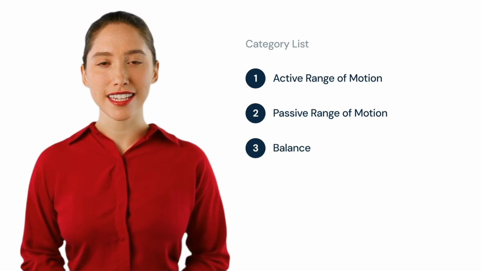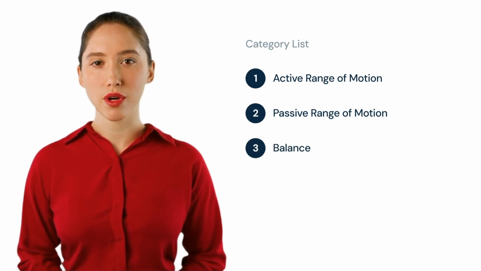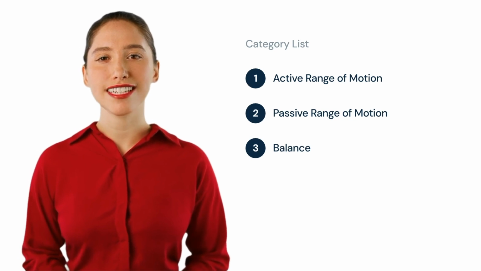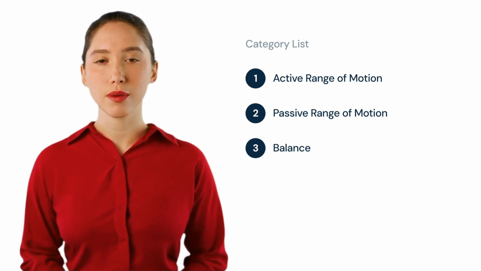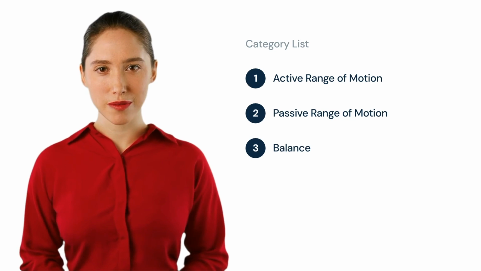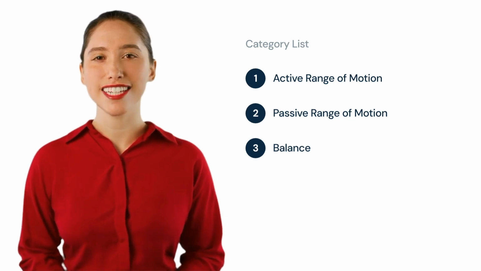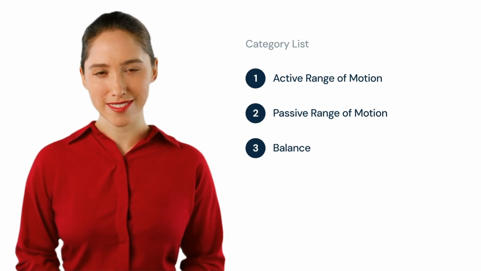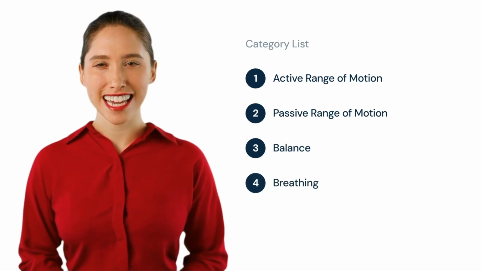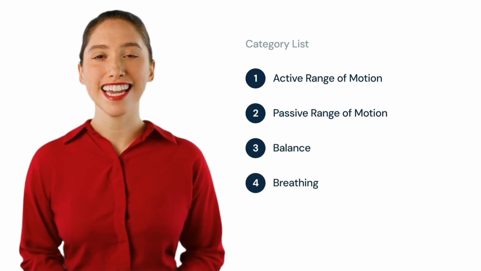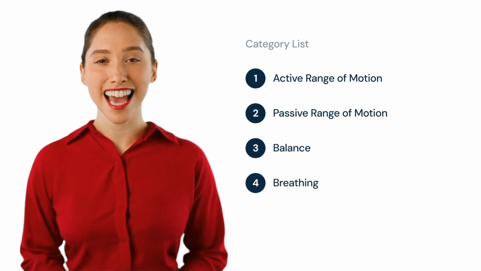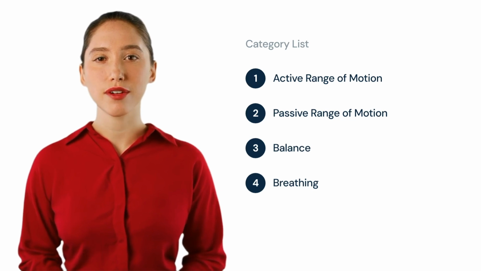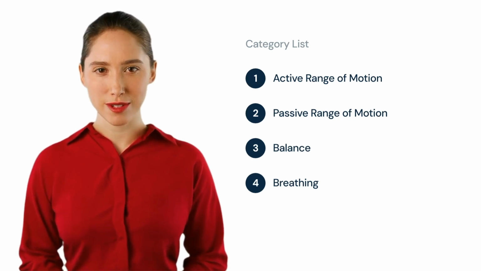Balance. Exercises are designed to improve stability and coordination, helping individuals maintain proper posture and prevent falls. These exercises target the muscles that keep you upright, including those in the legs and core. Balance training can be particularly beneficial for older adults, athletes, and individuals recovering from injuries. Breathing. Techniques designed to improve respiratory function, increase lung capacity, reduce stress, and enhance overall well-being. These exercises are commonly used in various therapeutic, fitness, and mindfulness practices.